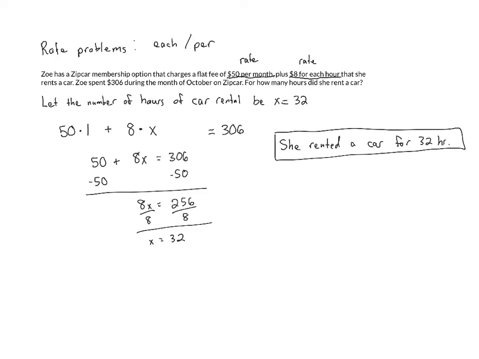If we want to check that this is correct, we can go through and do the calculations to see if it really added up to $306. So we know she spent $50 for the October membership fee, and then she also spent $8 for each of the 32 hours, so that's going to be 8 times 32. Now we know that we multiply first, so 8 times 32 is 256, and 50 plus 256 is 306, which is exactly her total, so it all works out.